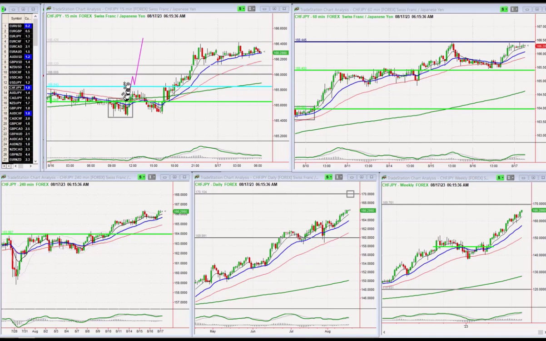Now it has gone to a nice R level. So it has gone beyond the 3R level. Now, if something like that happens, I recommend to take partial profits, just to bank in some profits.